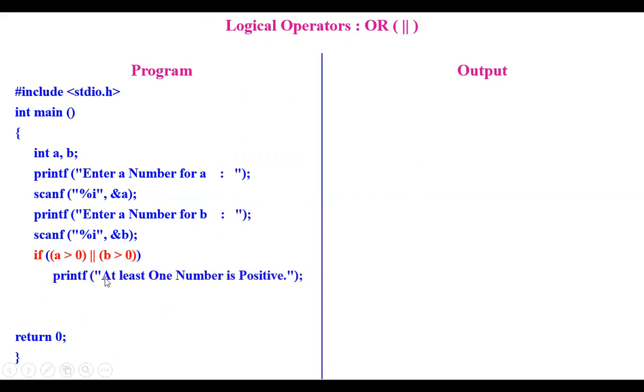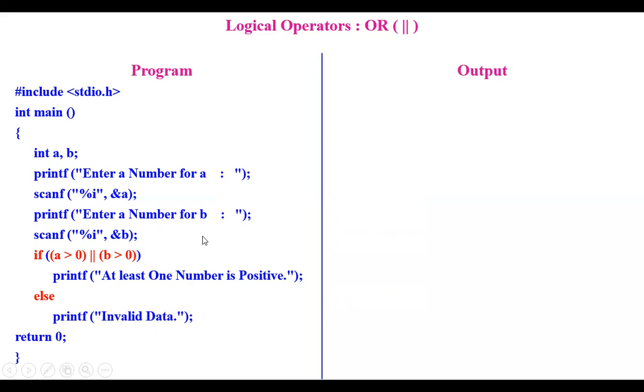That means this statement will be executed. We are saying in a printf that at least one number is positive. Otherwise, suppose both the conditions are not met, then it goes to the else and executes these statements.